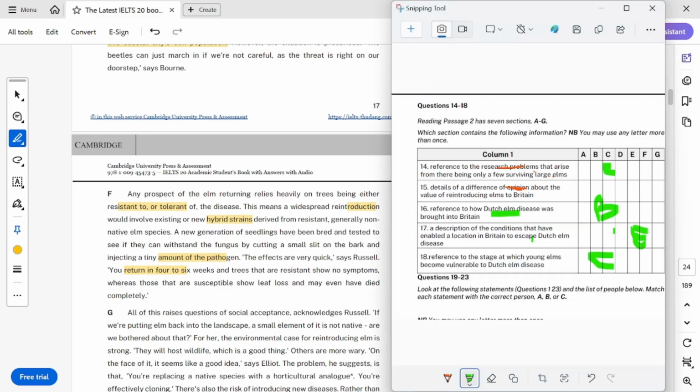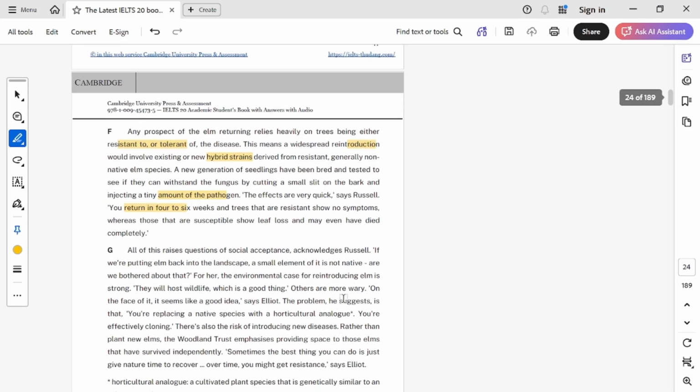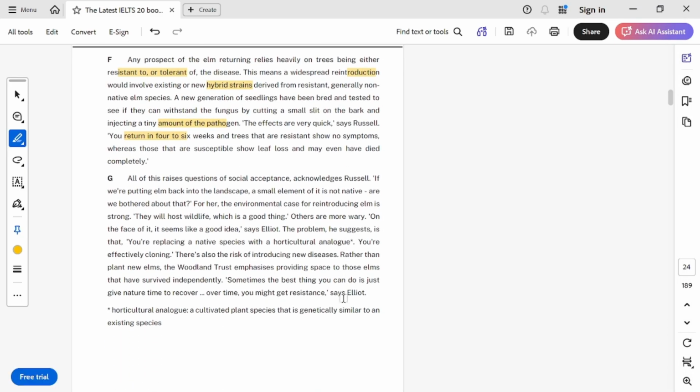Does it answer question number 15? A difference of opinion about reintroducing elms. Paragraph F does not give us two people with different opinions, so we move to paragraph G. Okay, and this paragraph is exactly what we are looking for. For question 15, first, Russell gives his idea. He is in favor of reintroducing, putting back. Look at this. These are opinions.